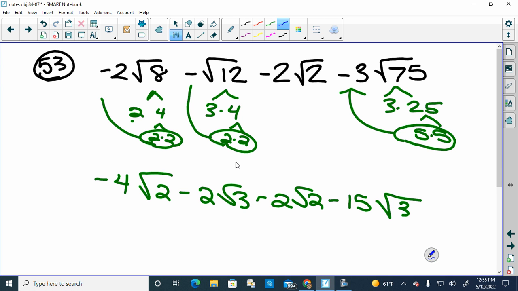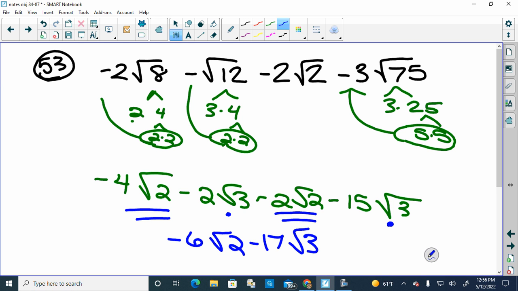Okay, so we're looking for like terms. I have a rad 2 here. I'm looking for another rad 2. I don't do anything with the radical. I only add or subtract the number in front of it. So I have a negative 4 and negative 2, so that's a negative 6 rad 2, where the radical stays the same. Then I have a rad 3 here and a rad 3 here, which would give me a negative 17 rad 3. And from there, you can't combine them because the radicals are different. So that would just be your simplified answer.